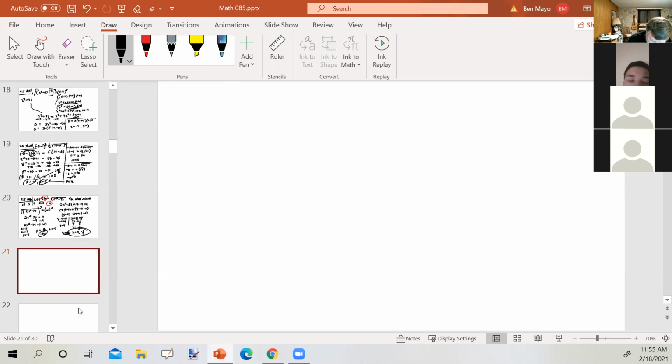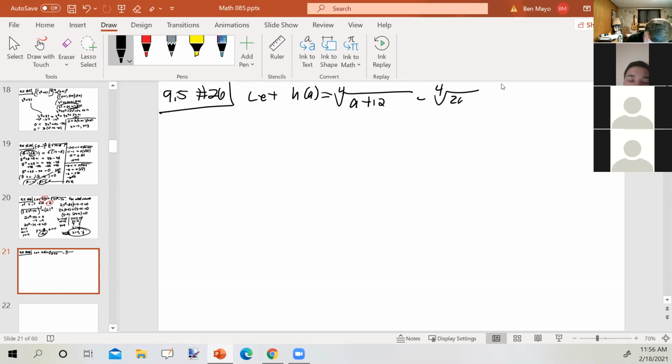And this is 9.5, number 26. It says let h of a equal the 4th root of a plus 12 minus the 4th root of 2a plus 3. Then it says find all values of a for which h of a equals 0.